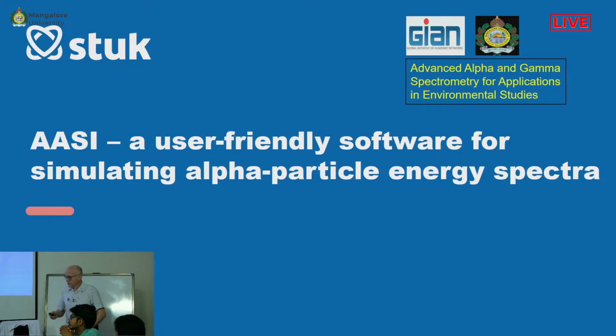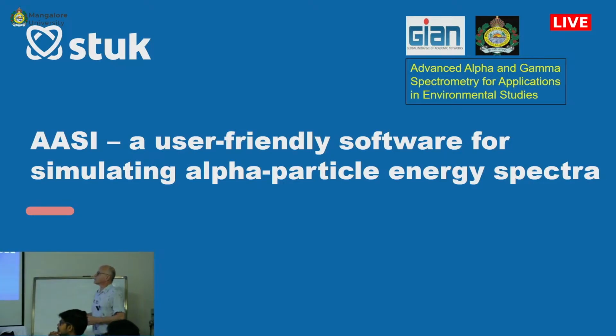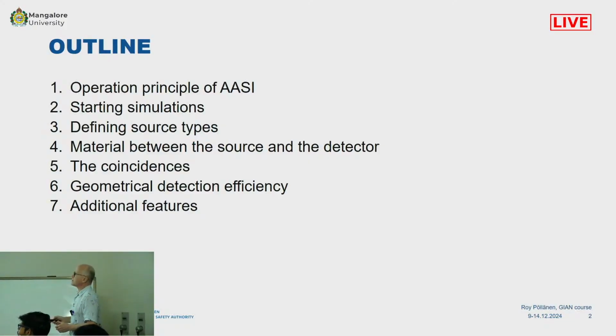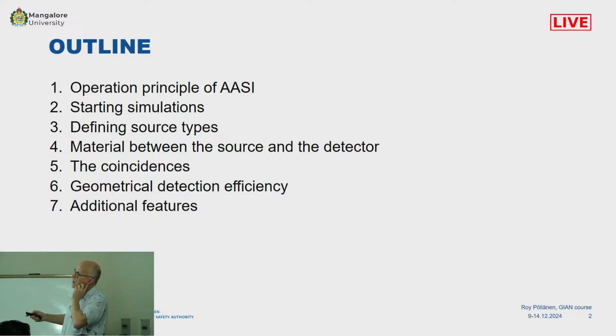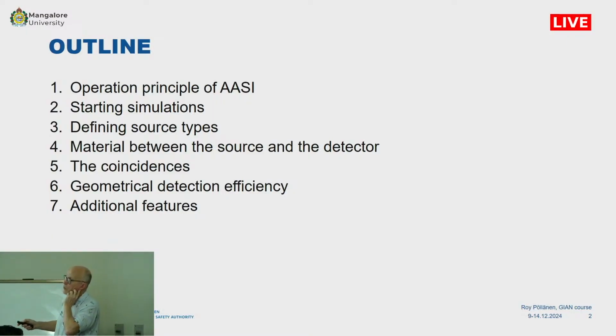So I will here show how this so-called AASI program functions. I show you some slides about the operation principle. Then we can do some simulations. But we have to define source types, define what is the material between the source and the detector. I neglect coincidences in this case and how to calculate geometrical detection efficiency.